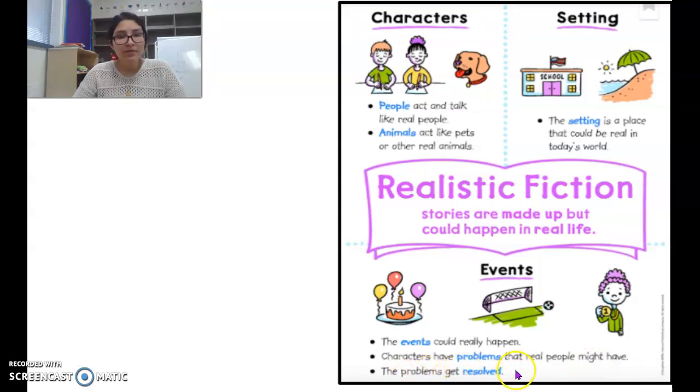Then the problems get resolved in real ways, not by magic, but by tying your shoes, by filling up your water bottle, by finding your pen or getting a new pen, okay? All right, so that's realistic fiction. Remember, realistic. It seems real. It could actually happen. It's not real, but it could be real. It could actually happen to someone.